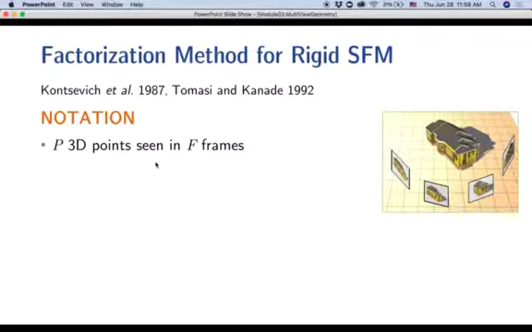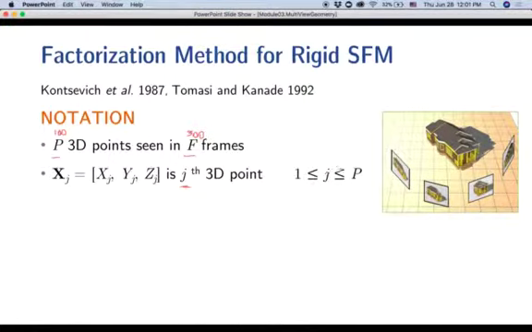So what's a world point? A world point I'll write by boldface cap X_j. So j is an index of the world point. That's x_j, y_j, z_j, and that's the jth 3D point, where 1 is less than or equal to j, which is less than or equal to p. So j is an index that goes from 1 to p. Let's put some numbers here so we can think about these things. Let's say you have 100 points and a video sequence of 300 frames. So you have 100 of these vectors X_j.